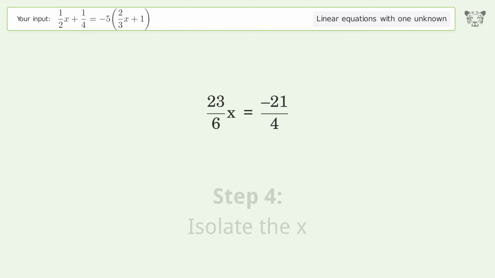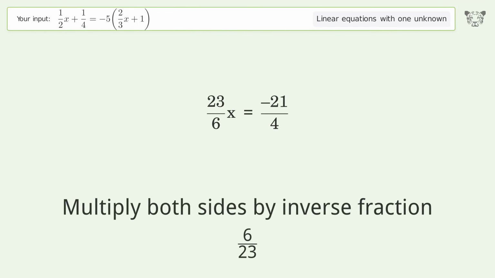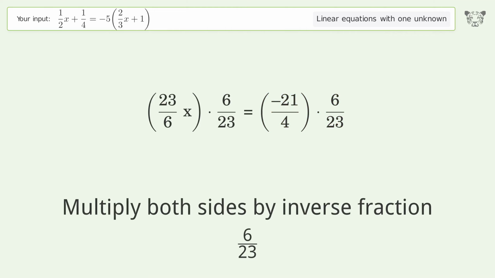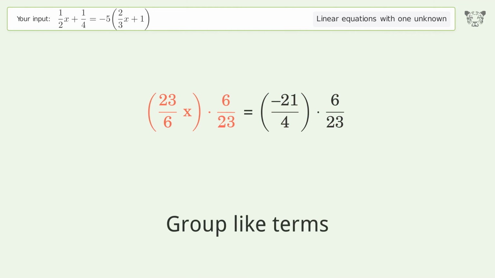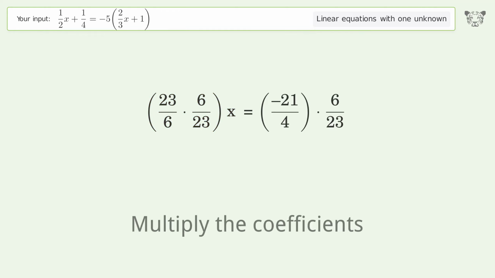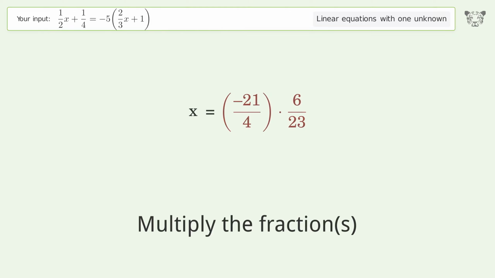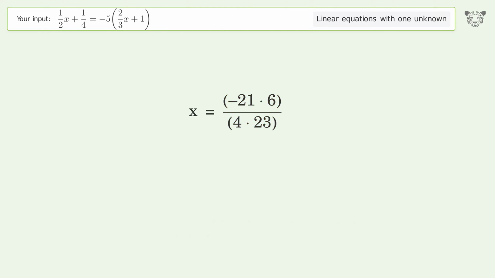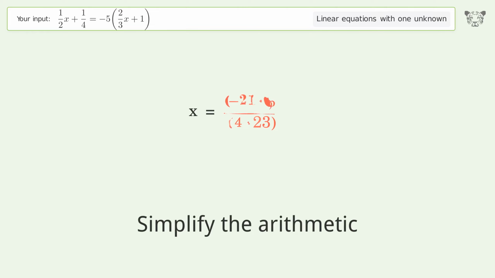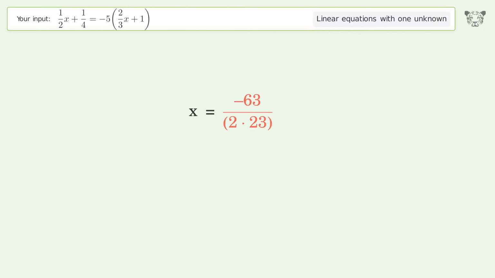Isolate the x. Multiply both sides by inverse fraction 6/23. Group like terms. Multiply the coefficients. Simplify the fraction. Multiply the fractions. Simplify the arithmetic. And so the final result is x equals negative 63/46.